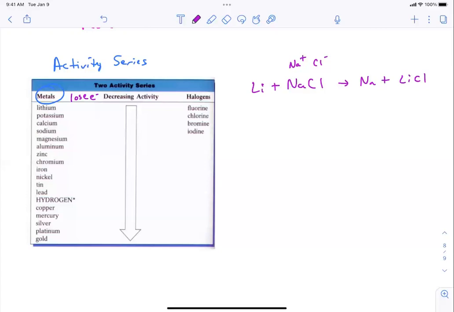Yes. So with that, you're really just looking at, if I broke this down, I would write this as Li plus Na+ yields Na plus Li+. That's really what's happening. The Cl is not really changing.